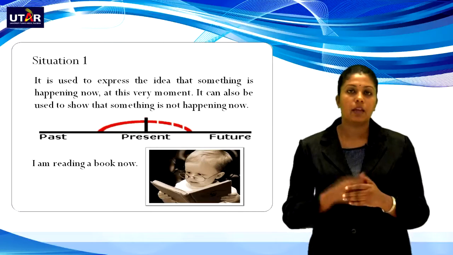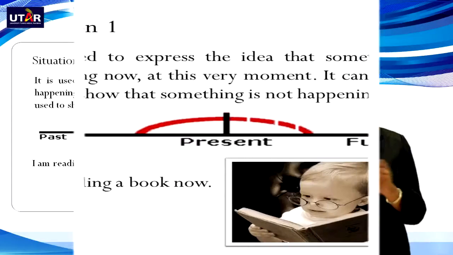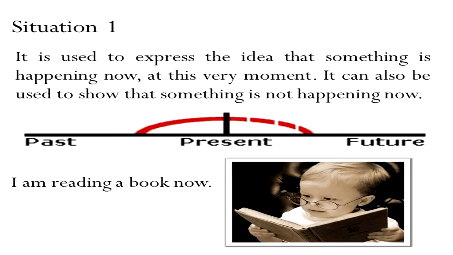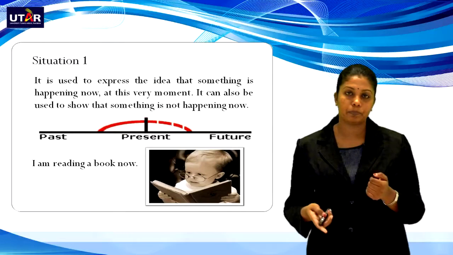Situation 1. It is used to express the idea that something is happening now at this very moment, or it is also used to express that something is not happening now. For example, I am reading a book now. So the action is happening at the moment. Or I can even say, I am not reading a book now. So I is the subject, am is the auxiliary verb, and then you have read. The present participle of read is reading.